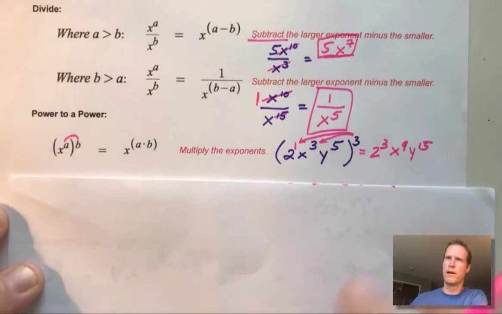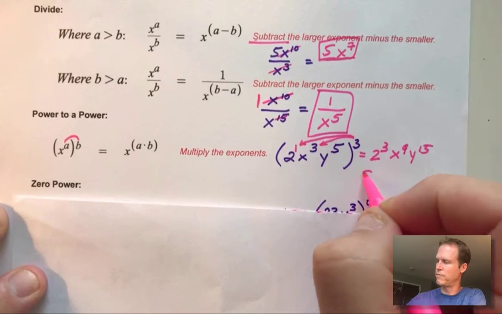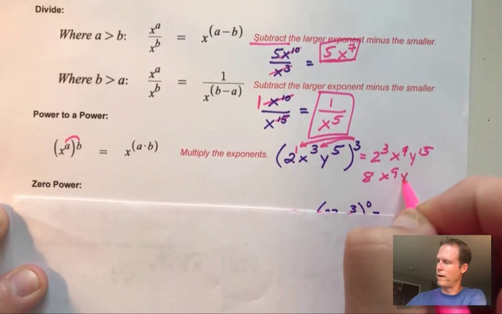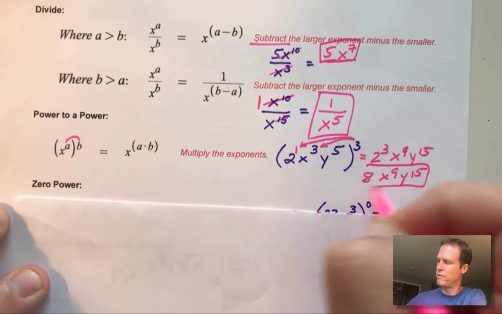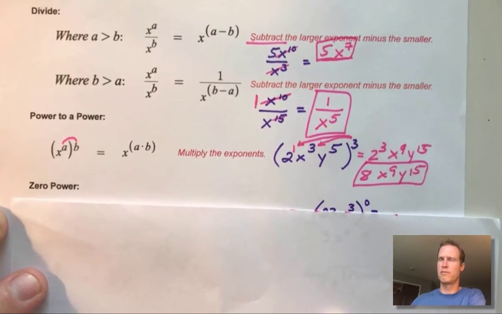Now to get even more specific, that 2 to the 3rd power would turn into 8, so you'd have 8 x to the 9th, y to the 15th. Power to a power, you multiply the exponents, keeping these things straight.